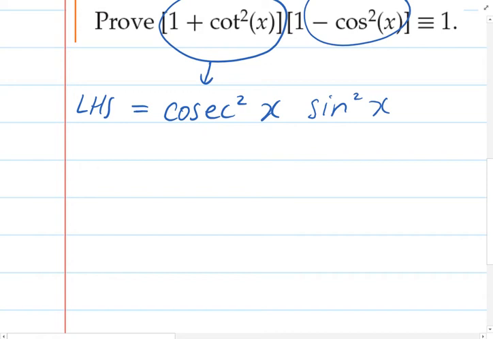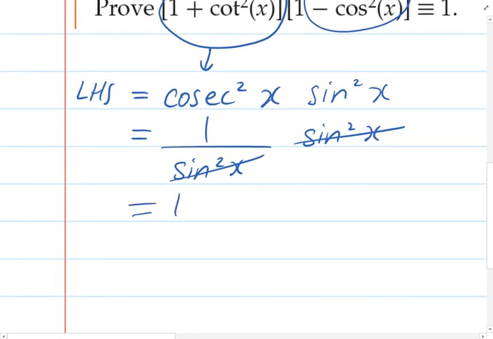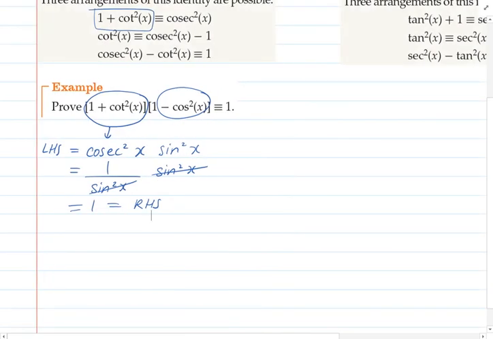So cosec x is 1 over sine squared x, and so we can write this as 1 over sine squared x times sine squared x. So those cancel out, and all we're left with is 1, which is our right hand side, and we have shown that proof, so we can write QED.